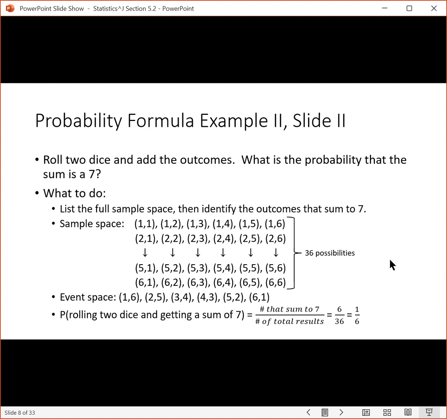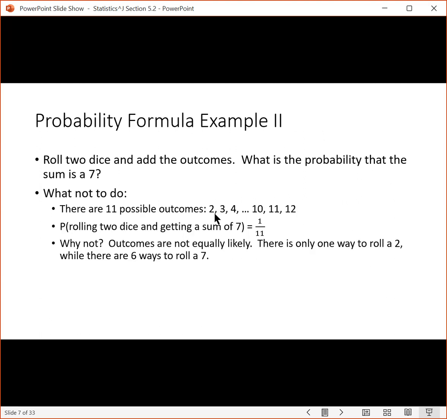So the thing that you've got to watch out for, the difference between these, is whether the outcomes are equally likely. All of these outcomes are equally likely when you roll 2 dice, whereas if you just write out the possible sums, these are not equally likely. 2 and 12 are equally likely, 3 and 11 are equally likely, but 2 is not equally likely with 3. There's one way to get a sum of 2 from 2 dice, whereas there are 2 ways to get 3.